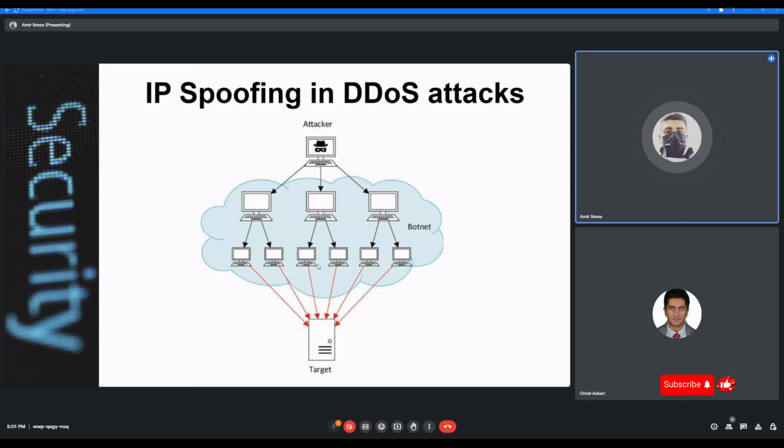IP spoofing in DDoS attack. IP spoofing is used for two reasons in a DDoS attack. At first, to mask botnet device locations, and in the second, to stage a reflected assault.